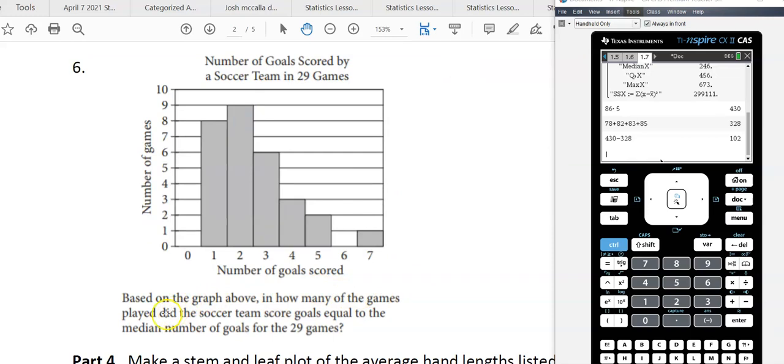How many of the games did the soccer team score goals equal to the median number of goals for the 29 games? So I like to put these numbers up top. So this is 8 of these guys, 9, 6, 3, 2, and 1. So there are, well, I guess there's 29 games, right? So 29 games. So 29 divided by 2.